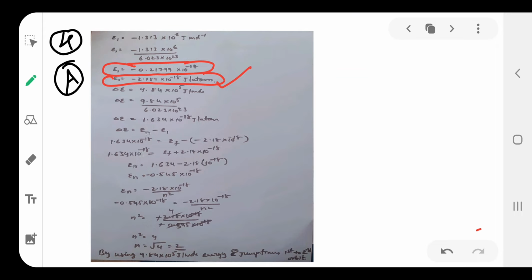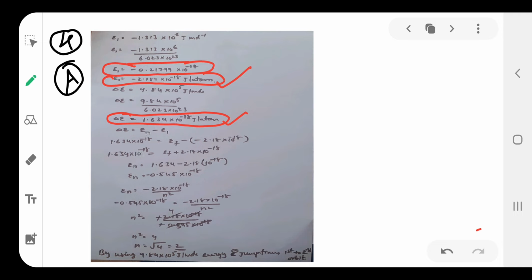Then 9.84 into 10 power 5 divided by 6.023 into 10 power 23. Then delta E is equal to, we calculate that value. We get 1.634 into 10 power minus 18 joule per atom. So this much energy is added to the electron present in the ground state. Then delta E is equal to En minus E1. Here delta E means how much energy is added, the change in energy, 1.634 into 10 power minus 18 joule per atom.